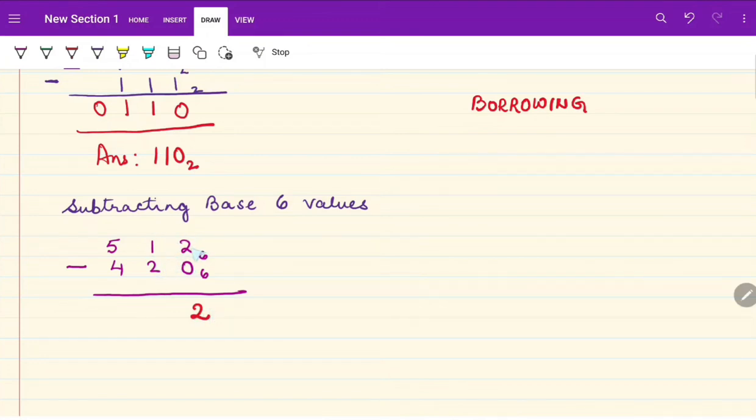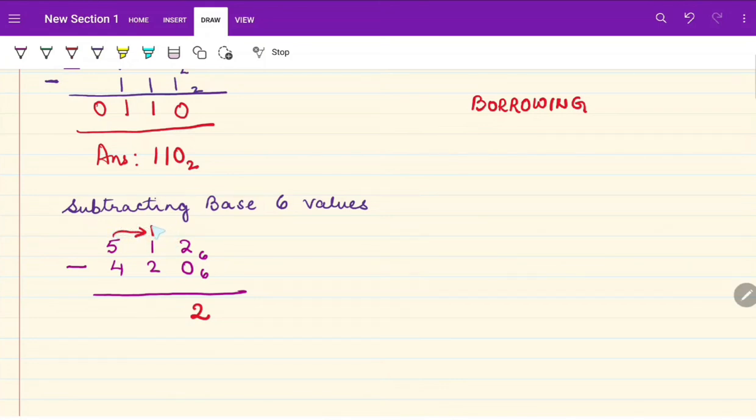And then we go over to the column to the left. We see the digit on top is a 1 and the digit at the bottom is a 2. So we need to borrow in this case, right? So we borrow from the left. So borrow 1 bundle of 6, all right? So I'm borrowing 1 bundle, and let me just point the arrow to the bundle, all right?